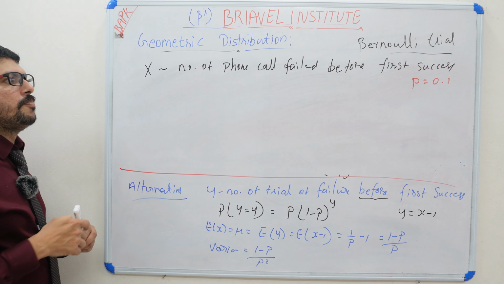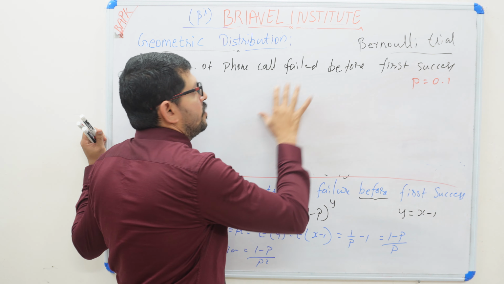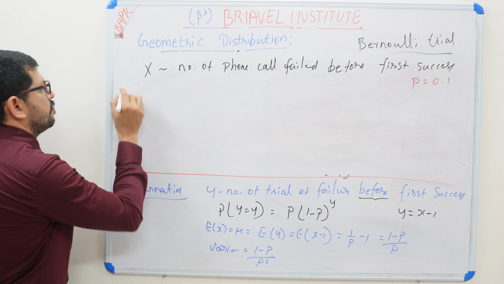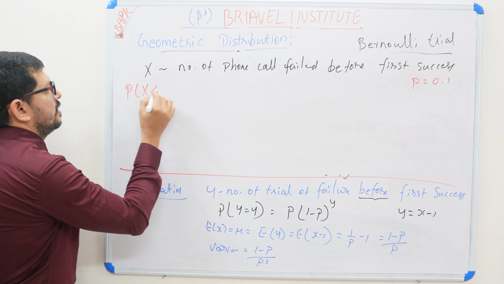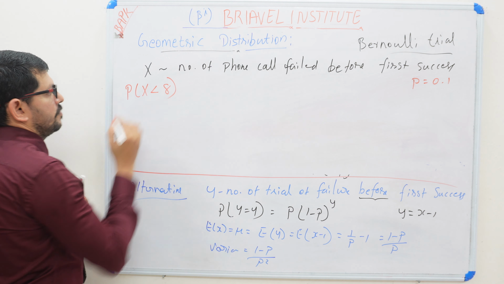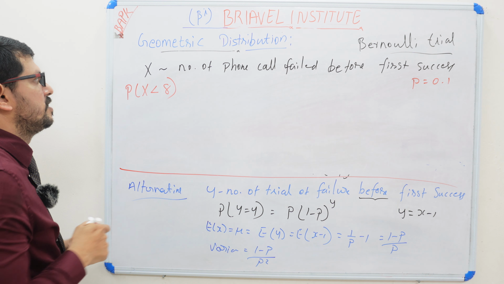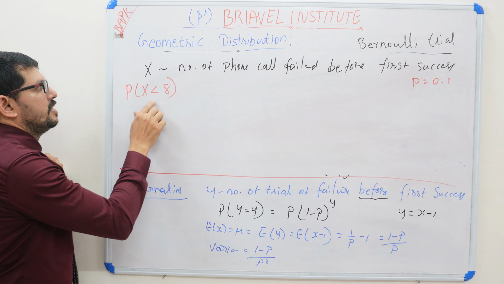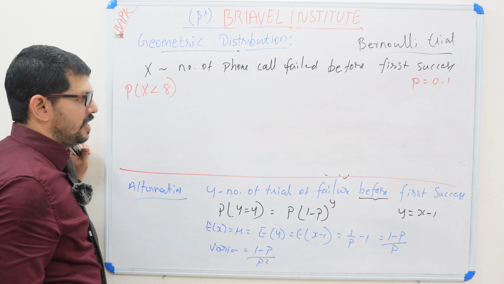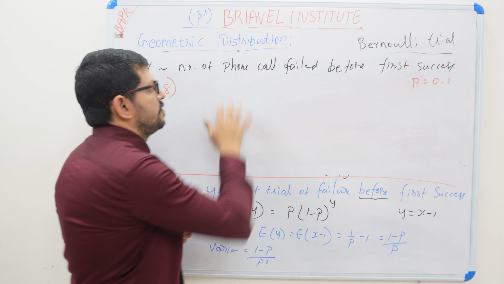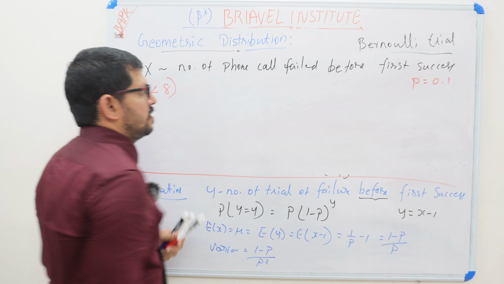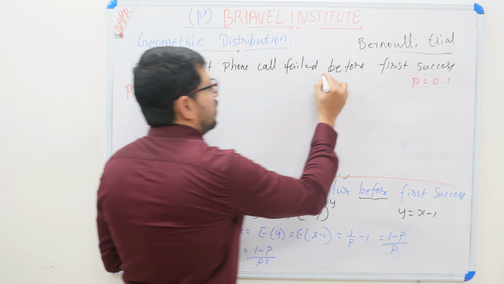So P is equal to 0.1 is the success ratio. Now they are asking about what is the probability of S is less than 8. Here S is the number of phone calls that failed before the first success. So here you just see it is before the first success.